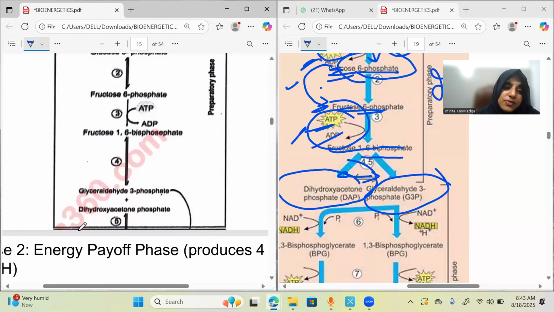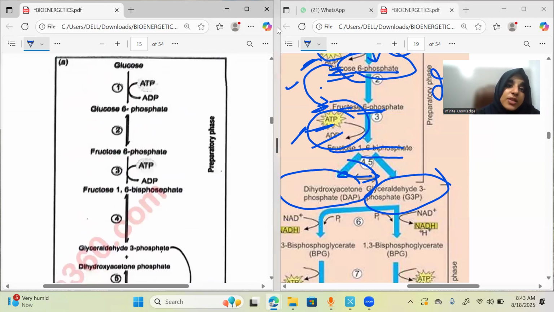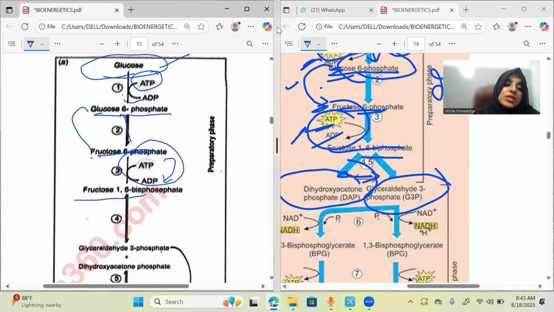Let us revise all of this, okay, before starting the energy payoff phase. First, we have the product of metabolism, that is glucose. Glucose uses 1 ATP, converted into ADP, and it is converted into glucose 6-phosphate. Now this glucose 6-phosphate is isomerized and it produces fructose 6-phosphate.